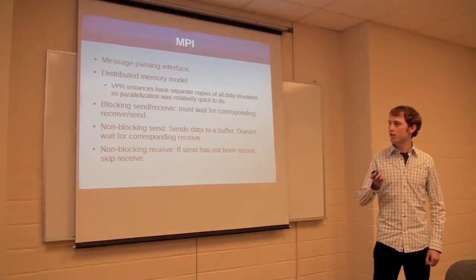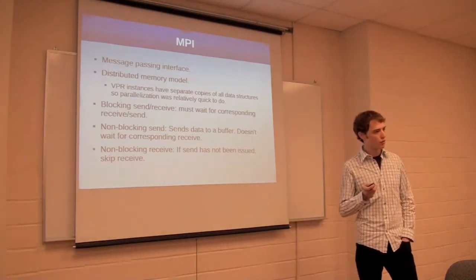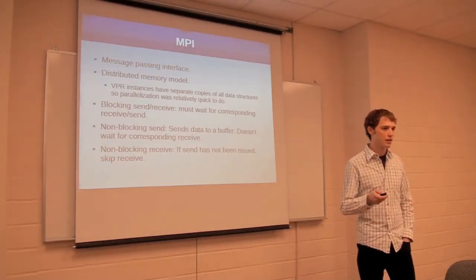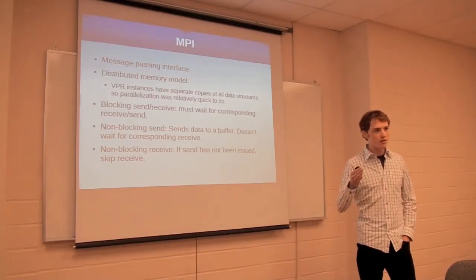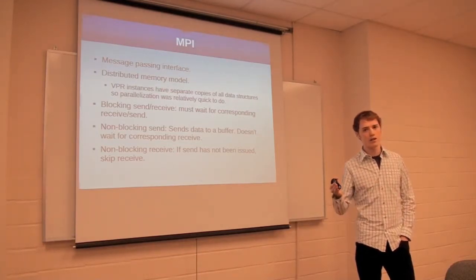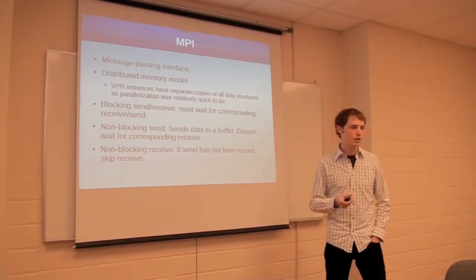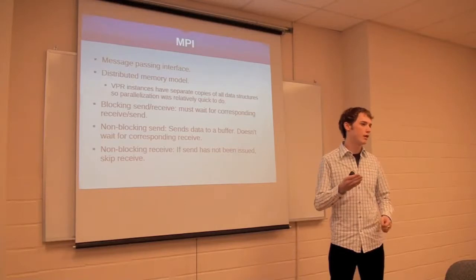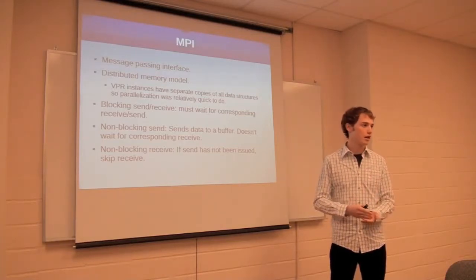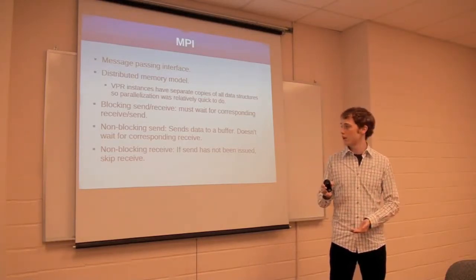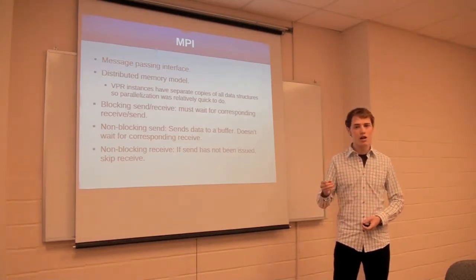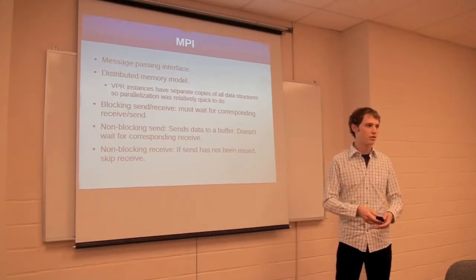There's a few different types of messages that you can provide in MPI. There's blocking send and receive messages, which mean that if you issue a blocking send or receive, you can't continue with execution until the corresponding receive or send has been issued. Non-blocking send means that you send the data to a buffer and immediately you can continue with execution, and that information can be ready for pickup. A non-blocking receive means that you can ask for a message, and if that message hasn't been sent, you just continue with execution like nothing happened.